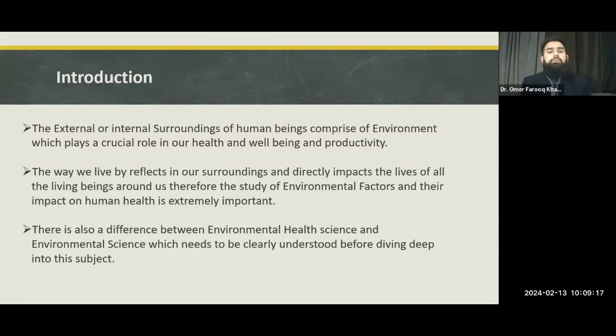There's also a difference between environmental health science and environmental science, which needs to be clearly understood before diving deep into the subject. So there is a clear difference between these two sciences. One is the study of environmental things, like environmental sciences. It is a very broad term. Environmental sciences covers almost all of the basic life sciences and physical sciences as well. And there is environmental health science. What's the difference between environmental health science and the environmental sciences? We'll cover it ahead.